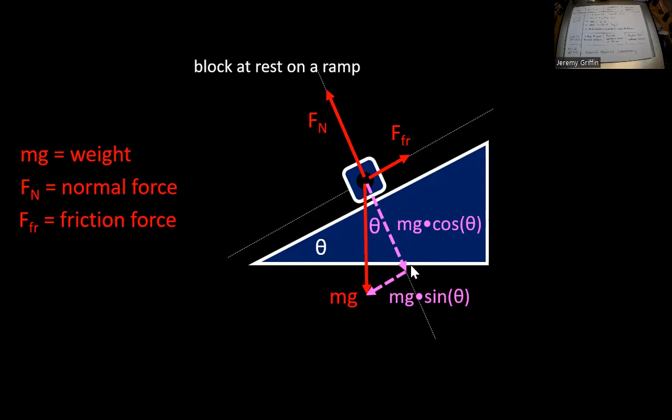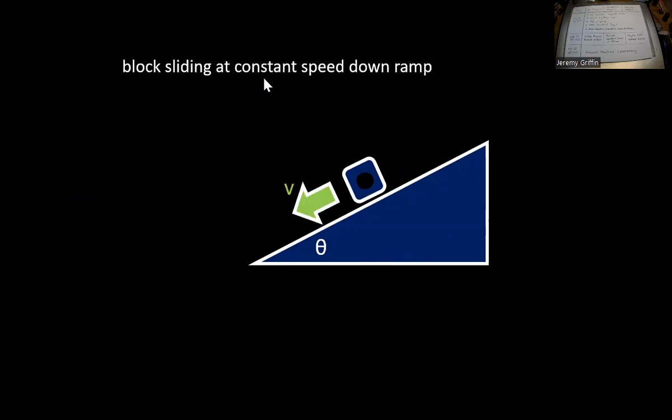And then from that point of view, can you guys see that the mg cosine theta and the normal force exactly balance out along this axis, right? So the normal force is equivalent to the cosine component of the weight, right? And then same story with the friction force. See how the friction force balances out with mg sine theta, right? So the friction force is equivalent in magnitude to the sine component of the weight for as long as the block is in equilibrium, and at rest is one example of equilibrium, right? Right. So that's the last one you guys saw.